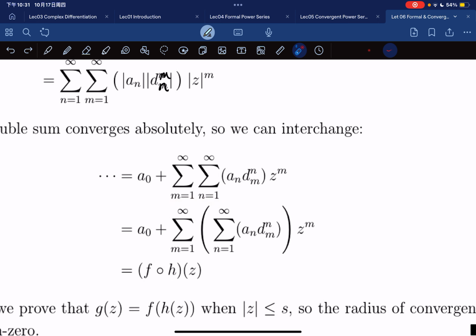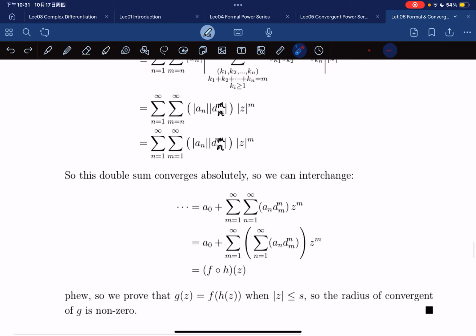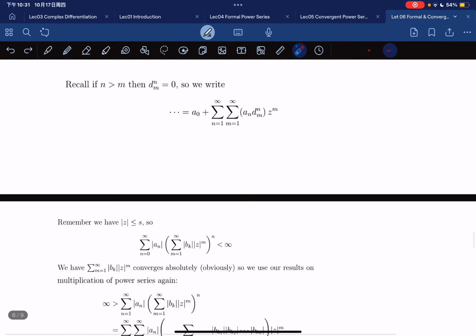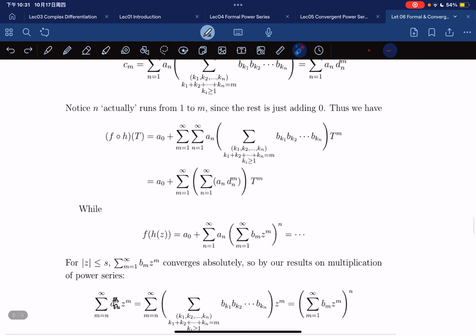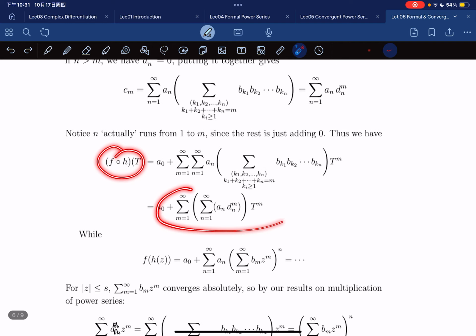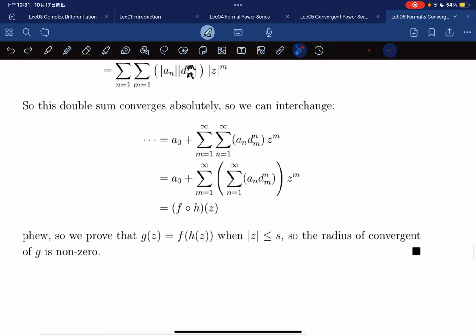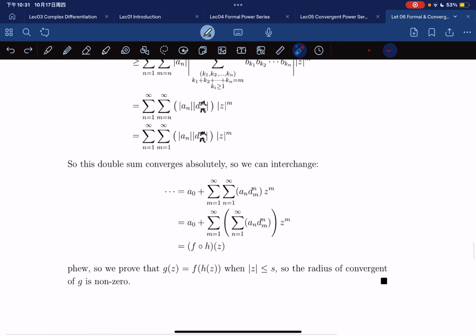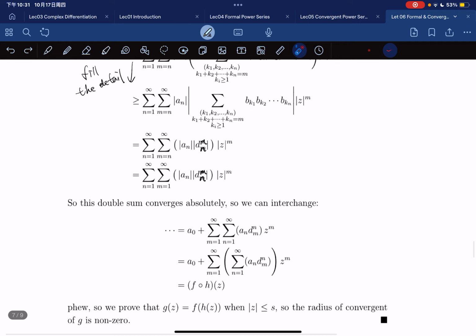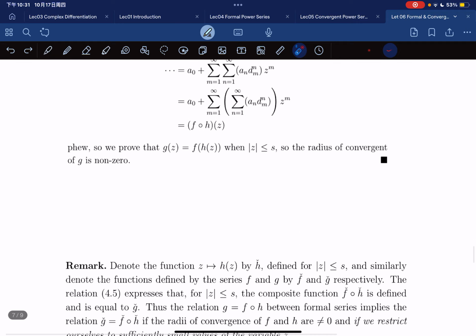Well, which is just f of h substituted with z, right? F is just z^n, right? Exactly the same. Phew, so we prove that this is true when... Okay, so this proof is kind of long. Yeah, it's all about counting, and the next one is also long.